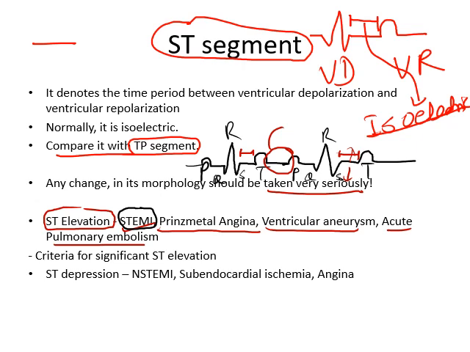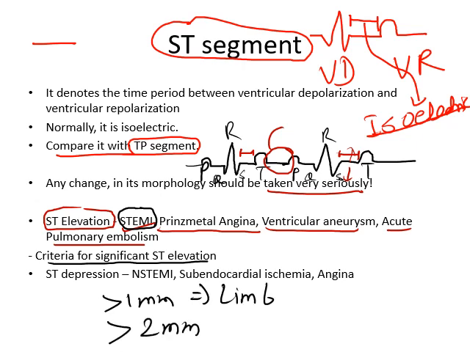Then what is the criteria? I mean, how much ST segment elevation should be there to call it a significant ST segment elevation? So I want you guys to remember that ST segment elevation of more than 1 millimeter in limb leads and more than 2 millimeters in chest leads is considered as significant ST segment elevation.